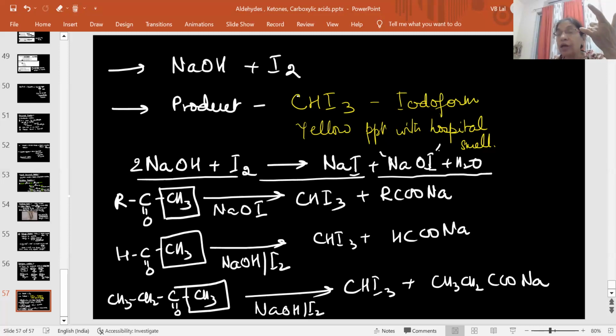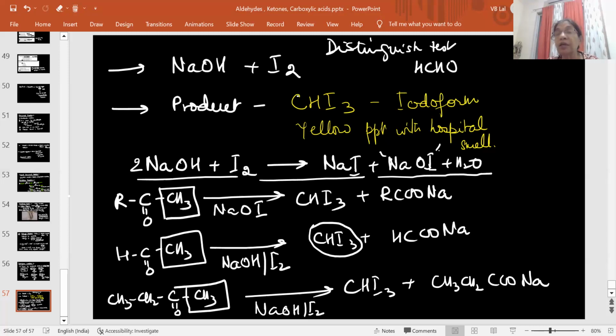Where does this reaction become useful? Supposing I have to distinguish between formaldehyde and acetaldehyde, I can use this reaction because if my compound has CH3CO group, it will give a yellow precipitate of CHI3, which formaldehyde will not give. So this also can be used as a distinguishing test, to distinguish between HCHO and CH3CHO.